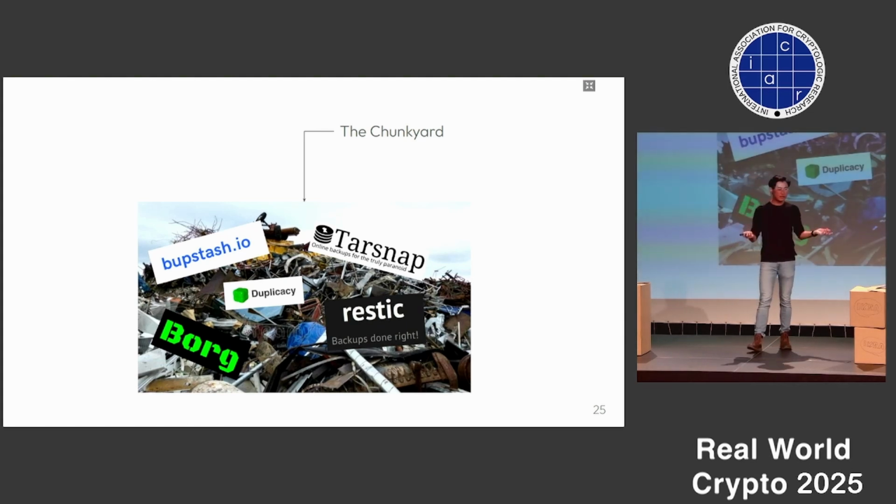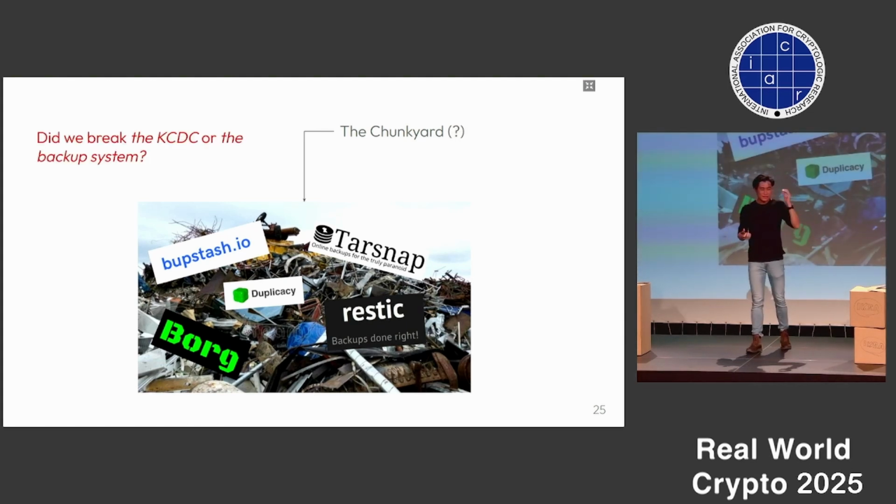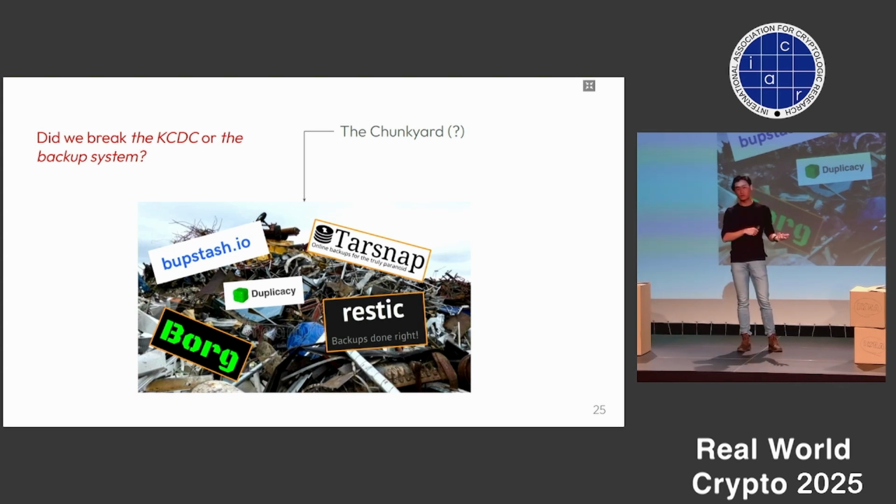So let's look at the chunk here again. The question is, what did we break? Did we break the KCDC scheme, or did we fingerprint across the whole backup system? Well, the good news for us is that actually our attack on the KCDC scheme extends to some of the backup systems. For example, Tarsnap, Restic, and Borg. For some of them, actually, the compression or the padding is so aggressive that we can't actually break it in this way. And we can't fingerprint files when we look at the entire backup system.